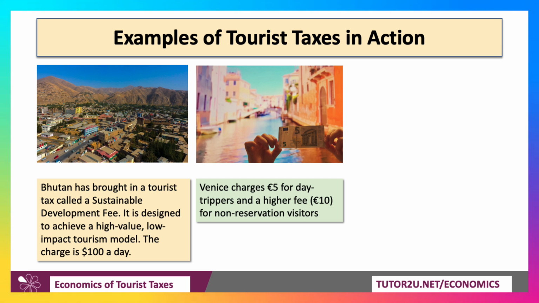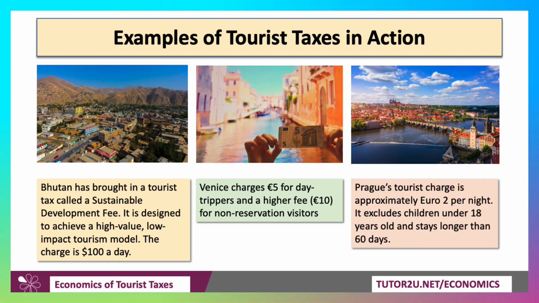Venice has brought in a €5 charge for day trippers. It's a higher fee, double the charge actually, for non-reservation visitors. And again, you can imagine Venice as an area that has been deeply affected by growing numbers of tourists, in particular from cruise ships. And Prague, Czech Republic, the tourist charge is not as much, it's €2 per night. It's been brought in, obviously an incredibly popular city within the European Union. That charge, by the way, excludes children under 18 and also any stay longer than 60 days. So it's clearly earmarked and targeted at the short stay, including the stag weekends.